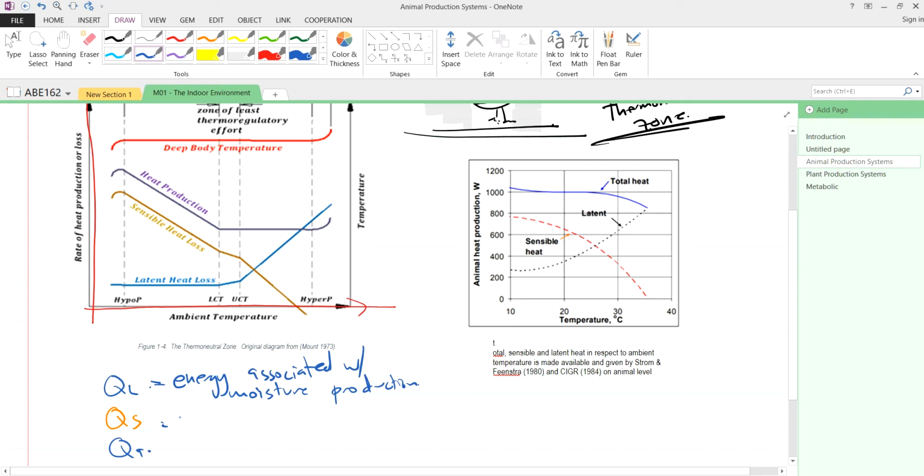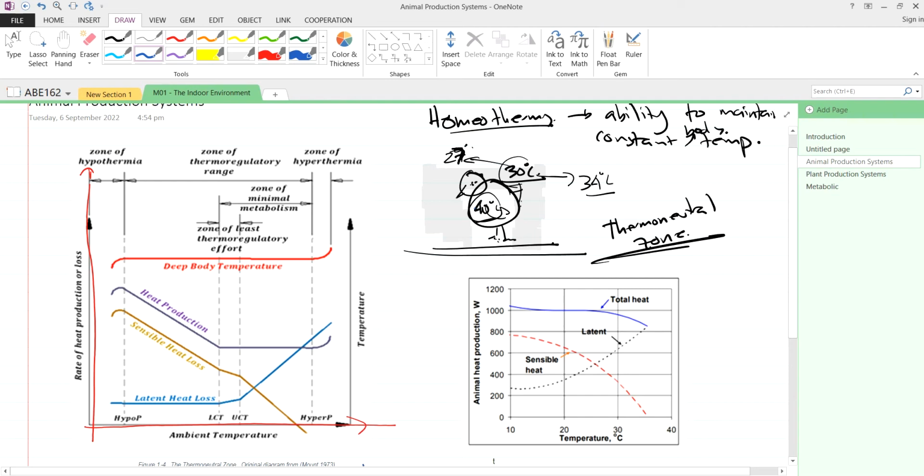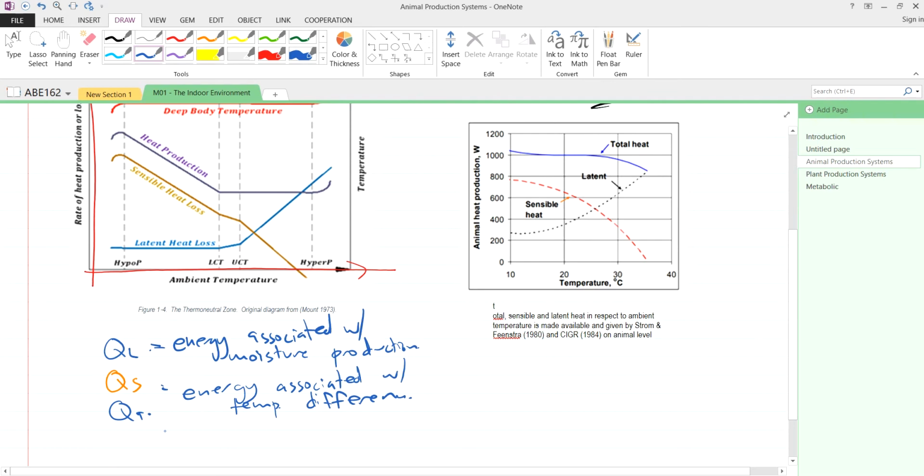And for the sensible heat, that's energy associated with temperature difference. It's simply because the bird has a constant body temperature, and the outside environment has a different temperature as well. Because of that temperature difference, there's going to be heat flow, or heat transfer. So that's the QS. And Q total is simply the sum of the sensible heat and the latent heat.